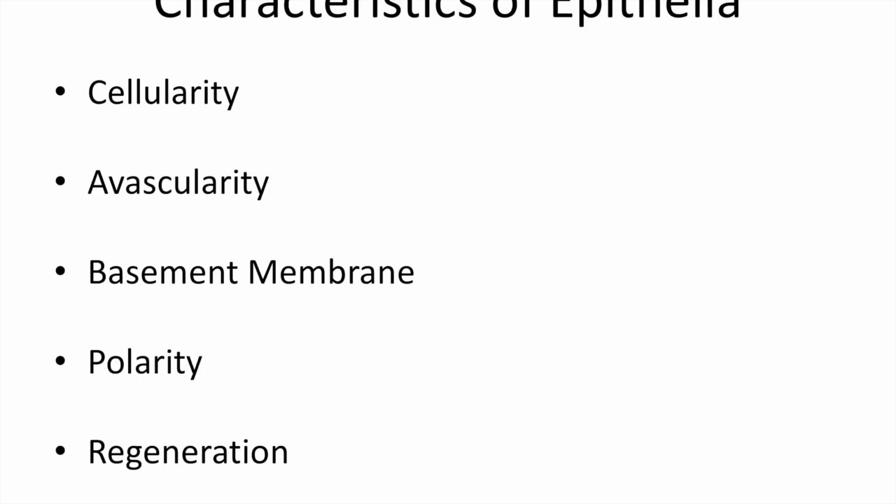So let's start with our linings and coverings. Let's start with our epithelium. Epithelium has 5 primary characteristics. The first is cellularity. When you're looking at epithelium, what you're going to see is primarily cells without any extracellular fibers.